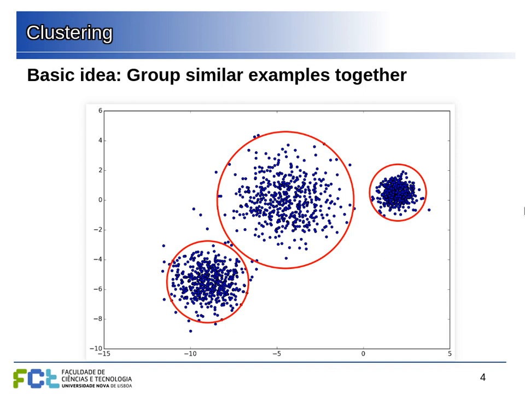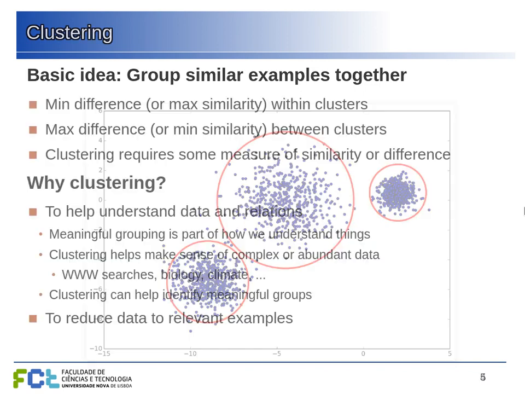There are some issues about what we do with these points that are outside, whether we assign them to a group or leave them out, how we identify those groups and so on. And those are the kinds of questions we're going to start looking into. But this is the basic idea. We want to group similar examples together.